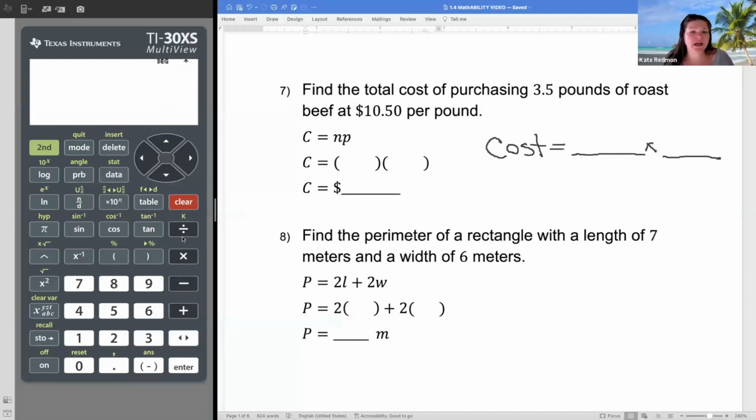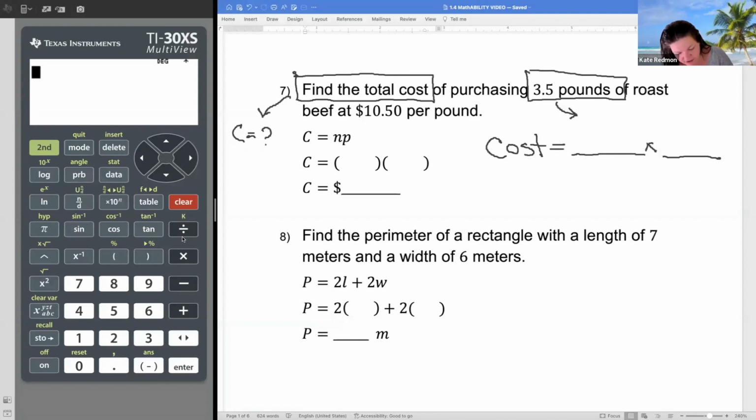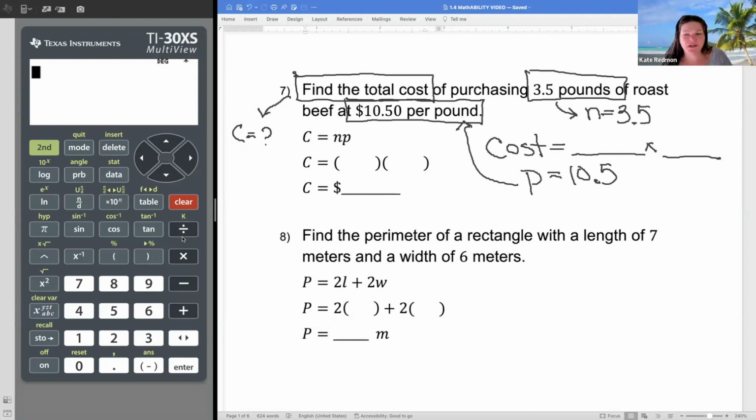But let's plug into this. So find the total cost. C is what we don't know. C will remain C. We're purchasing 3.5 pounds of the roast beef. That's the number of items we're getting, 3.5. And there's the price per pound, the rate, or the price per pound. That's the P. So our P is equal to 10.5. Or 10.50 means the same thing.